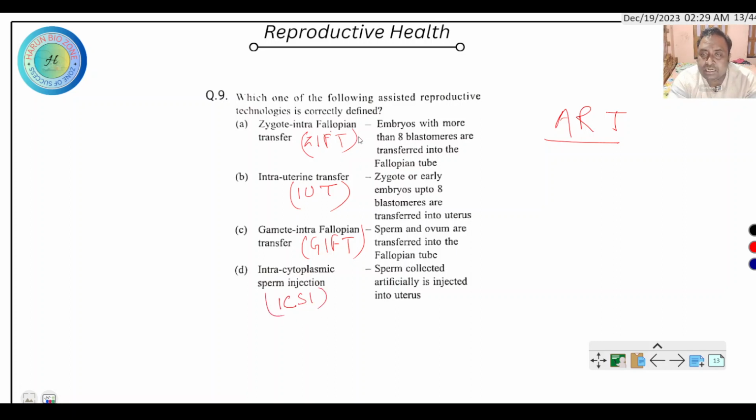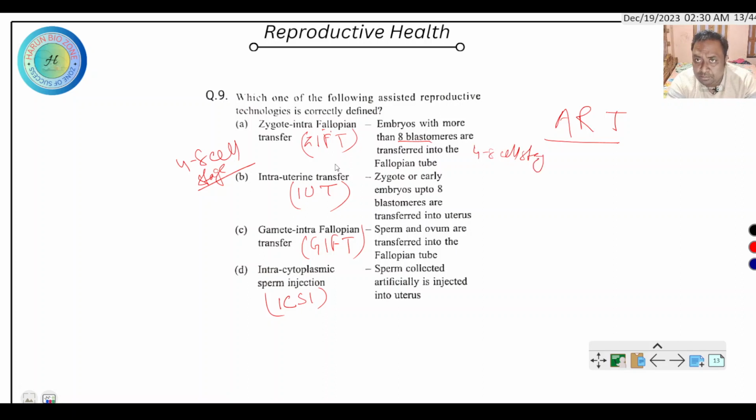First, zygote intrafallopian transfer. Zygote means the 4 to 8 cell stage, and this zygote is transferred into the fallopian tube. The zygote is formed outside of the body and then transferred at the 4 to 8 cell stage into the fallopian tube. Embryos with more than 8 blastomeres are not transferred here; it is a maximum of 4 to 8 cell stage.